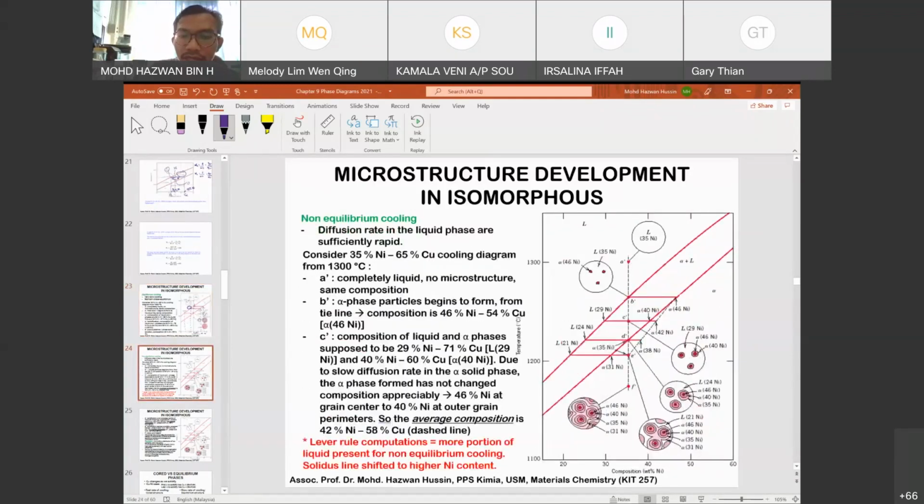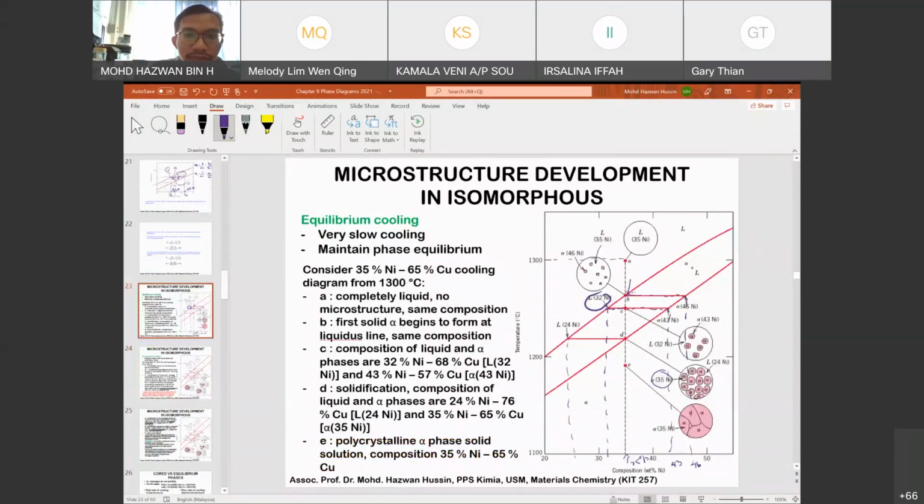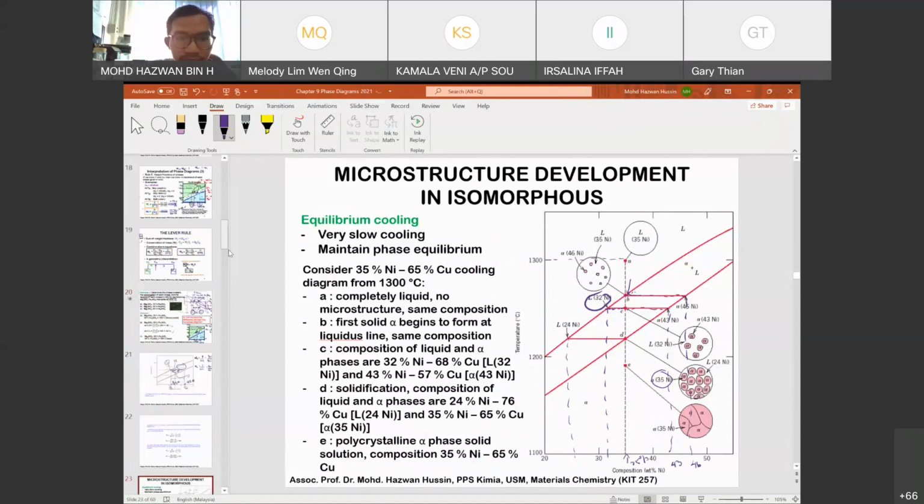Before we end our lecture, are there any questions so far? Anything that you want to ask regarding microstructure or anything related to the lever rule? Any questions?